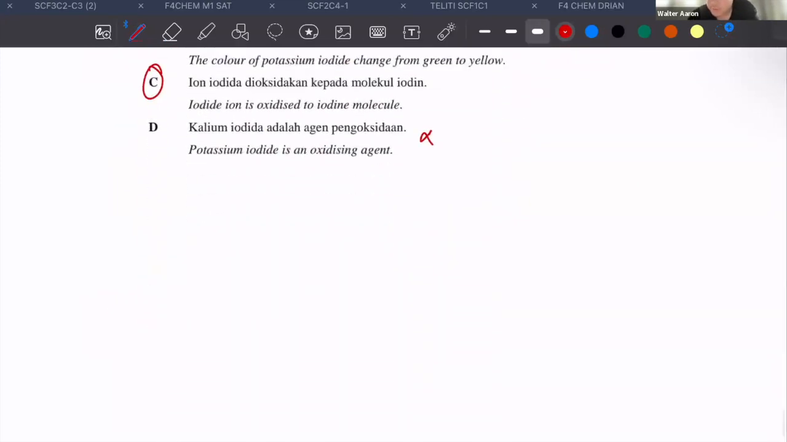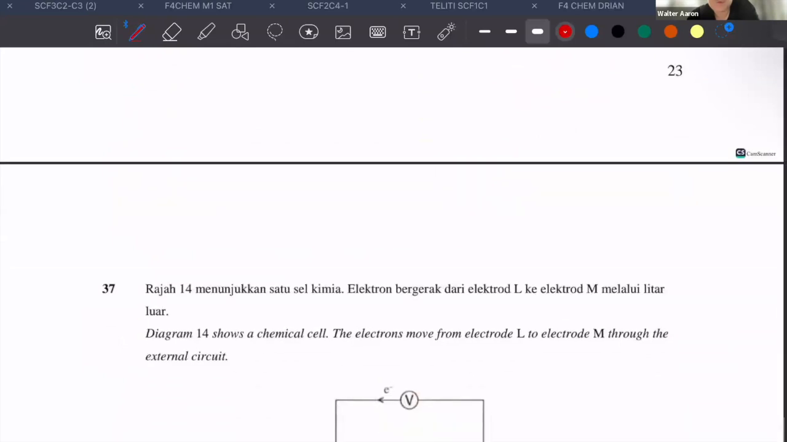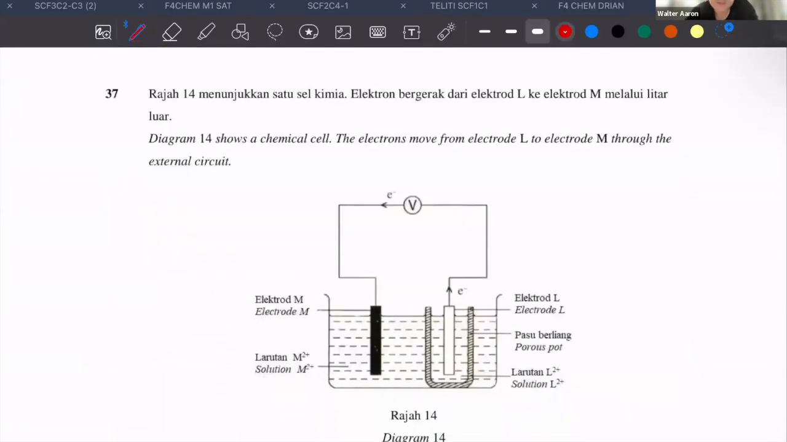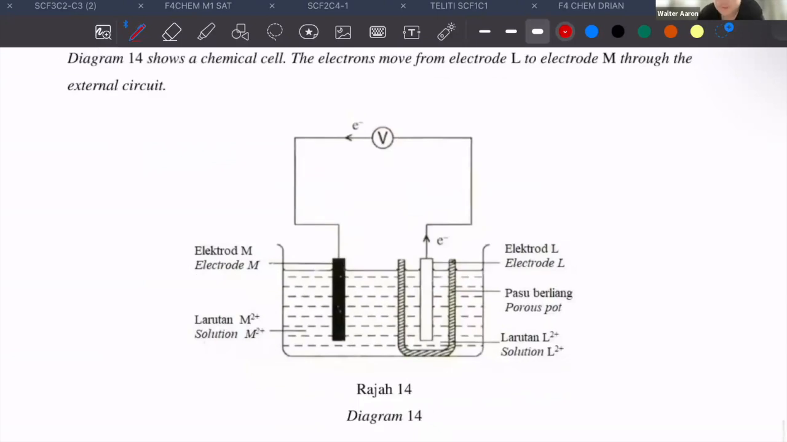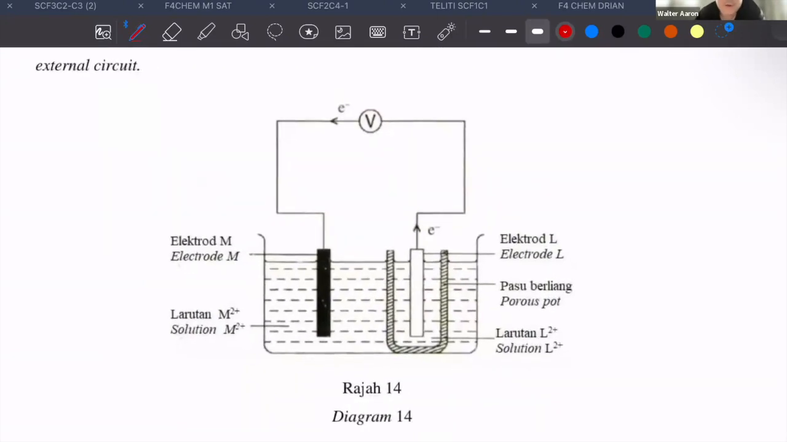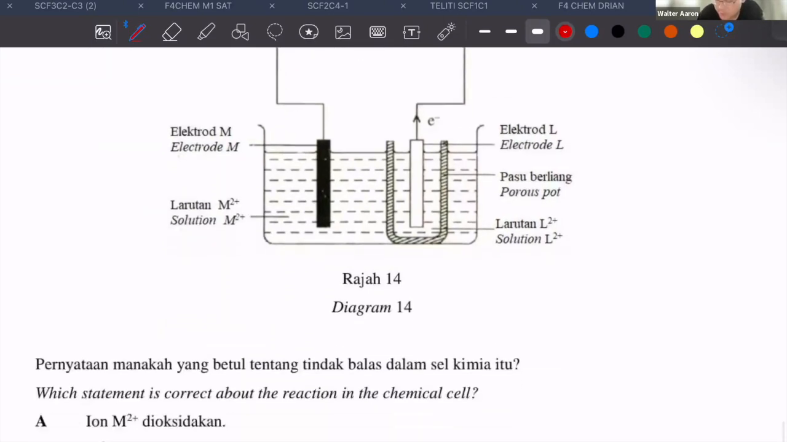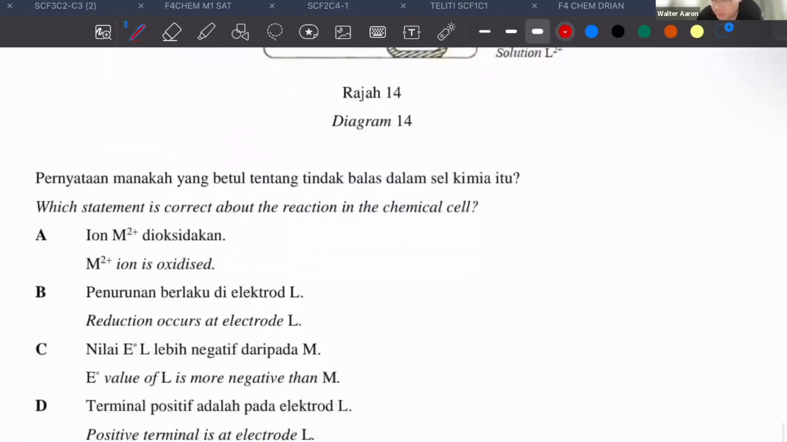37, diagram 14 shows a chemical cell. The electrons move from electrode L to electrode M through the external circuit. This is called a Daniell cell, actually. So there's a porous pot that separates the two solutions from each other. One has M2 plus and one has L2 plus. Which statement is correct about the reaction in the chemical cell?